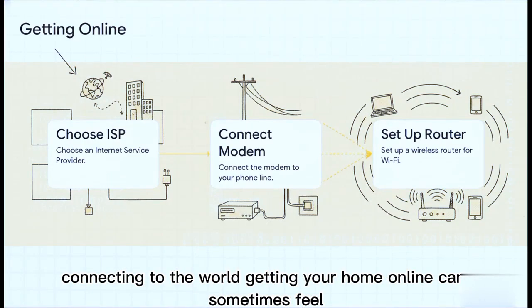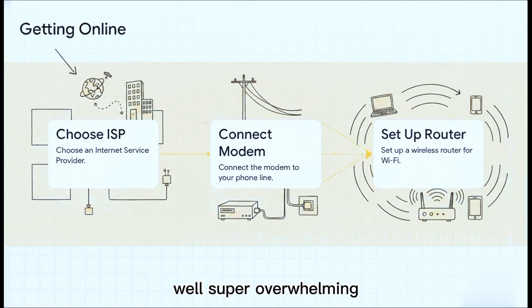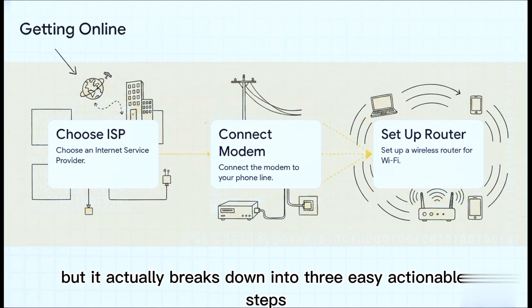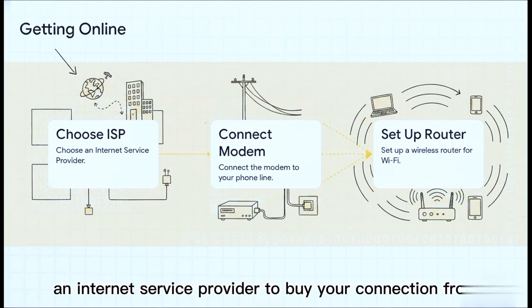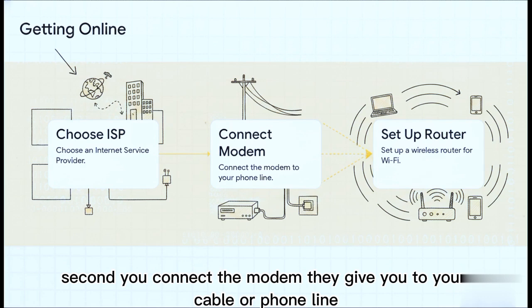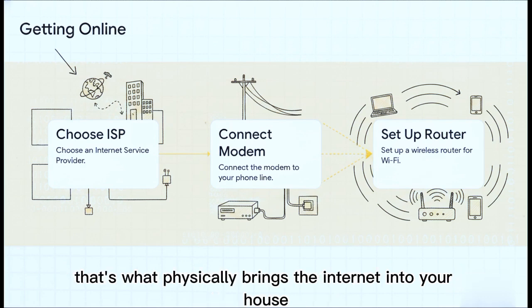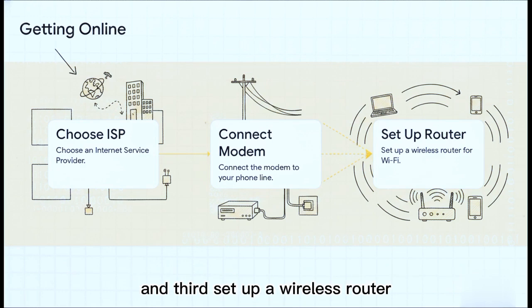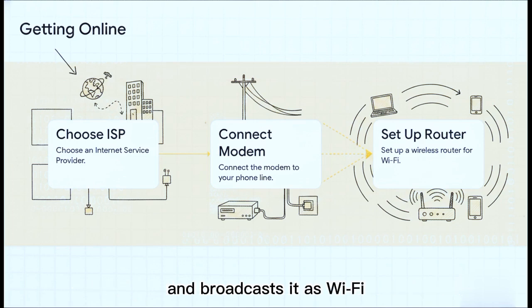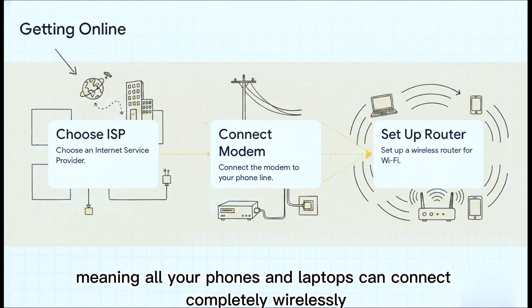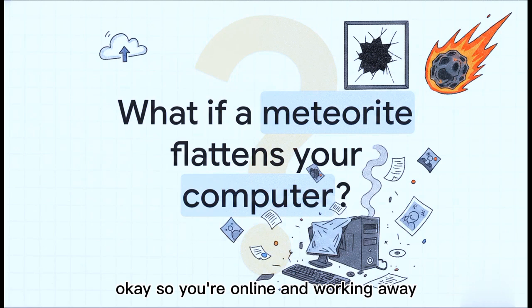Getting your home online can sometimes feel super overwhelming, but it actually breaks down into 3 easy, actionable steps. First, you choose an ISP, an internet service provider, to buy your connection from. Second, you connect the modem they give you to your cable or phone line. That's what physically brings the internet into your house. And third, set up a wireless router. This little device takes the internet from the modem and broadcasts it as Wi-Fi, meaning all your phones and laptops can connect completely wirelessly.